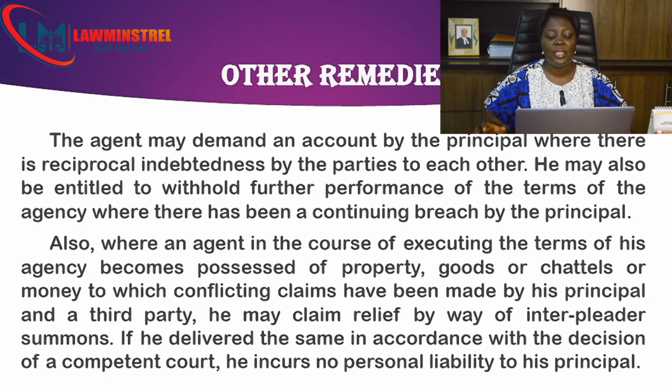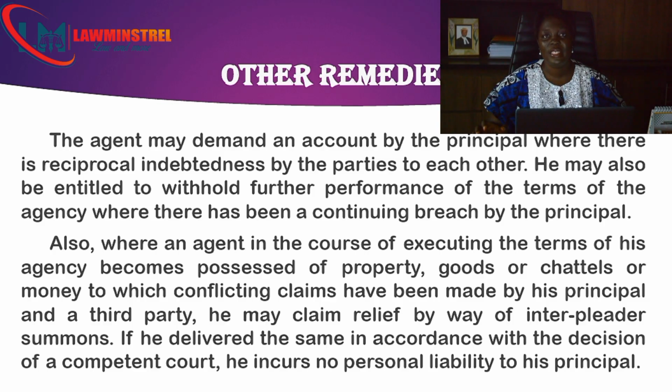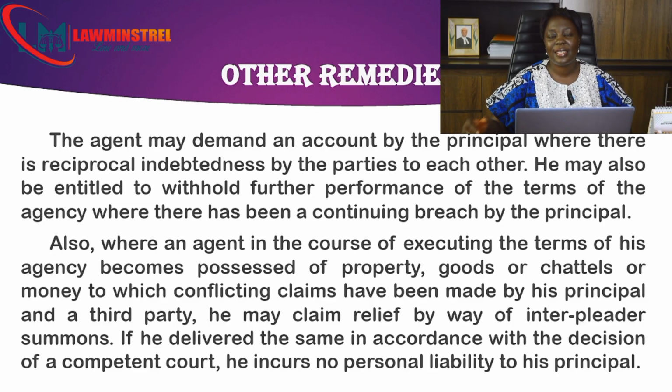Also, where the agent, in the course of executing the terms of his agency, becomes possessed of property, goods, or chattels, or even money, to which conflicting claims have now been made by his principal and a third party, he may claim relief by way of interpleader summons. When he has, however, delivered the same in accordance with the decision of a competent court, he incurs no personal liability to his principal.